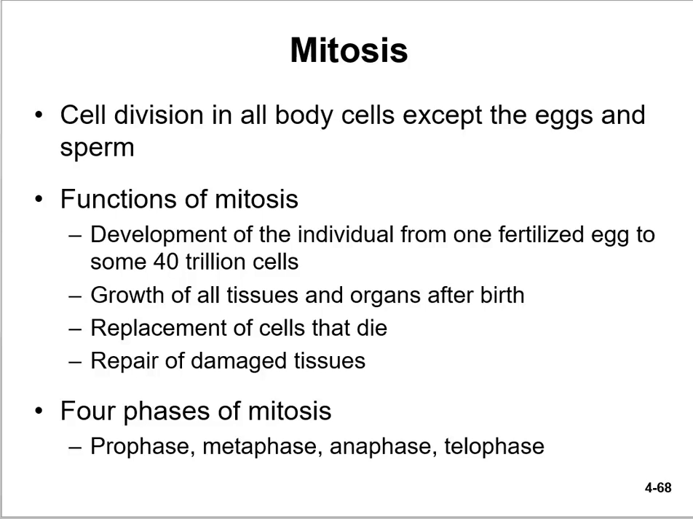The function of mitosis is the development of the individual from one fertilized egg to about 40 trillion cells. So you have to go in 9 months from one fertilized egg to about 40 trillion cells. In that time, you have to grow all your tissues and your organs. You have to replace cells that die and repair damaged ones. Within mitosis, there's 4 phases. They are prophase, metaphase, anaphase, and telophase.